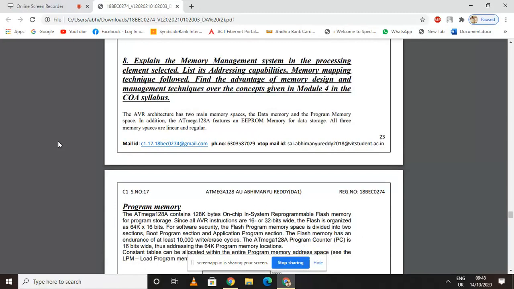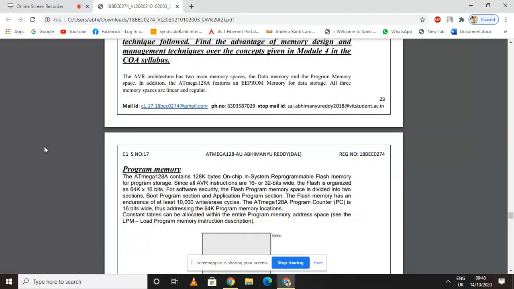The eighth question is about explaining the memory management system in the processing element selected and listing its addressing capabilities, the memory mapping technique followed, and finding the advantage of the memory design and memory management techniques over the concepts given in module 4 in the COA syllabus.